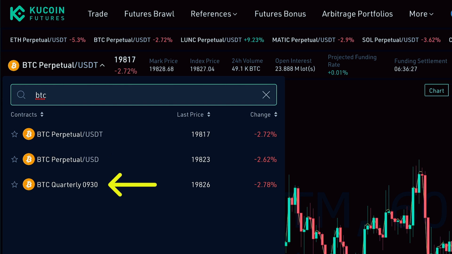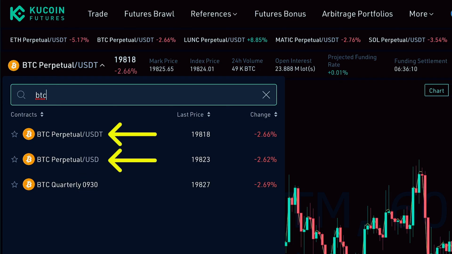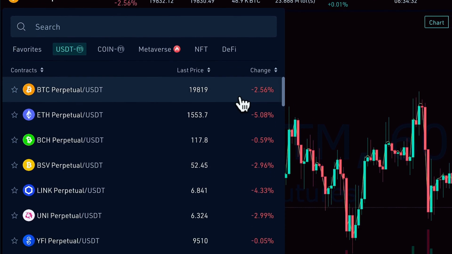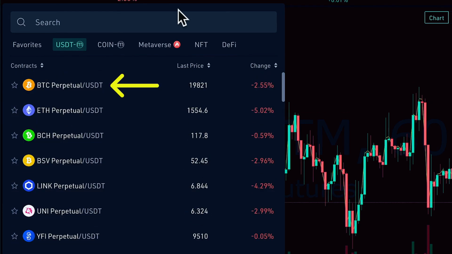The quarterly future is the one that has a delivery date or expiry date, which is the date when our position would be automatically closed. So here it would be September 30th. The first 2 digits are the month and the last 2 digits are the day of when this future will expire. The perpetual futures, on the other hand, don't have a delivery date, meaning they will never expire and we can stay in our position until we manually close them. So we don't need to worry about our future expiring. On KuCoin, almost all futures contracts are perpetual contracts. So let's go ahead and choose the USDT-M perpetual futures contract for Bitcoin.